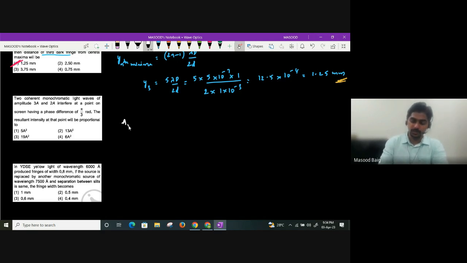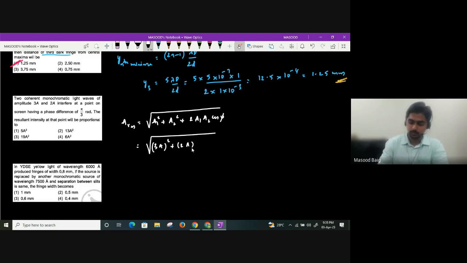So can I find the resulting amplitude or not? What is the resulting amplitude, beta? Under root of A1 square plus A2 square plus 2 A1 A2 cos phi, or not? So what will I get here? Under root of 3a whole square plus 2a whole square plus 2 into 3a into 2a into cos pi by 3. Cos 60 will I get or not?